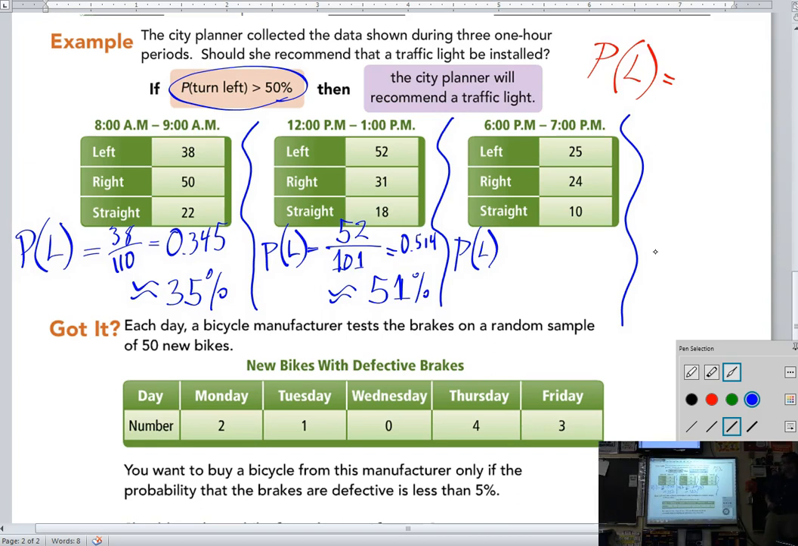So, Mr. Smith, evening rush, what's the probability of left? Give me the fraction. How many people turn left? Out of how many total? 59. So this is 0.42, so approximately 42%.